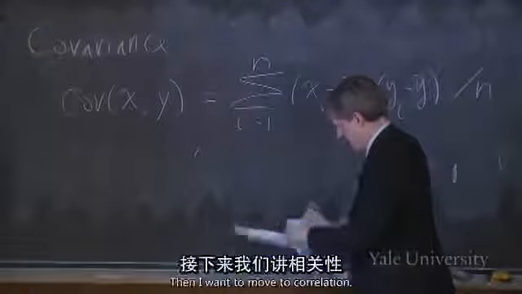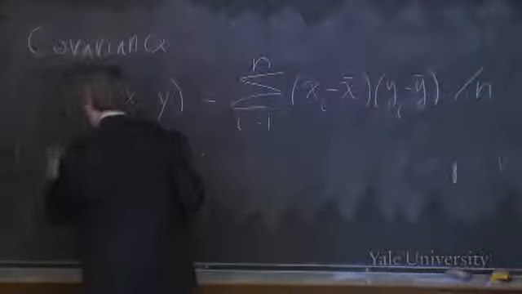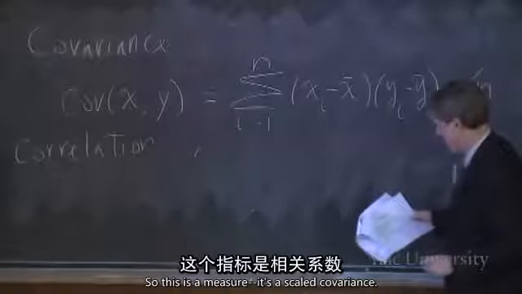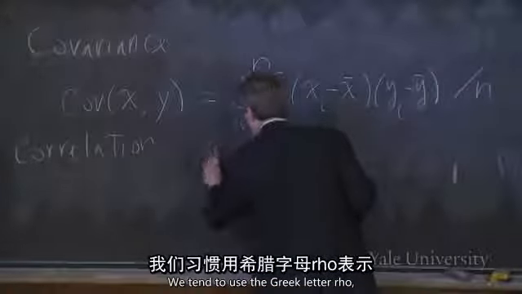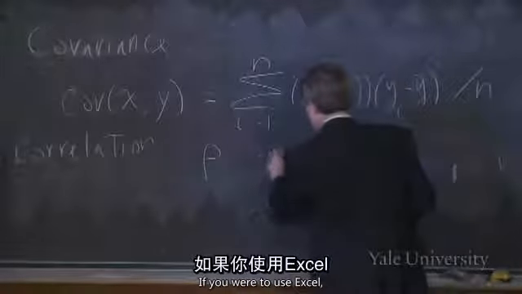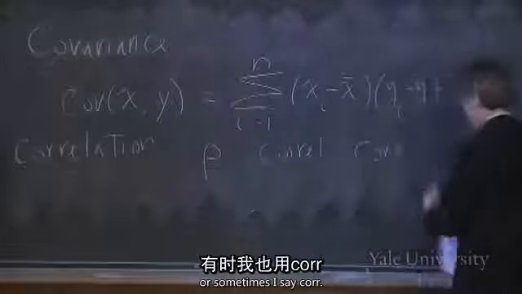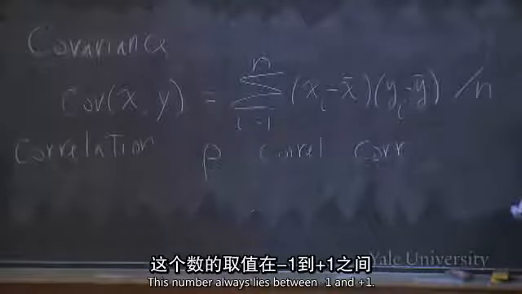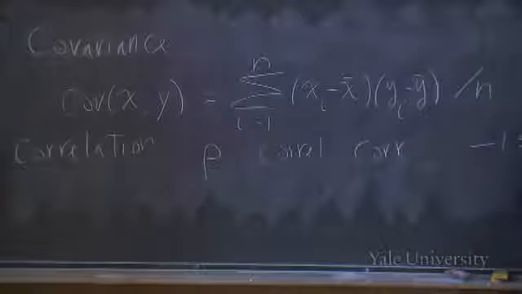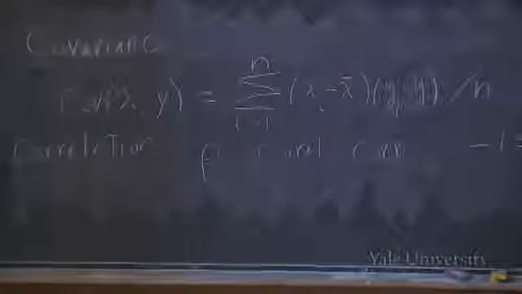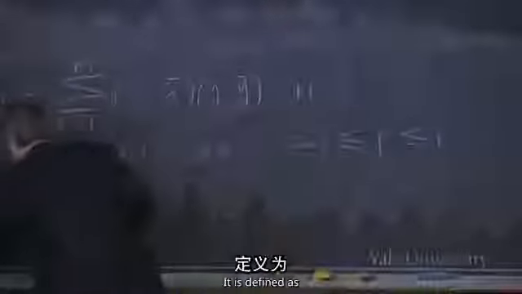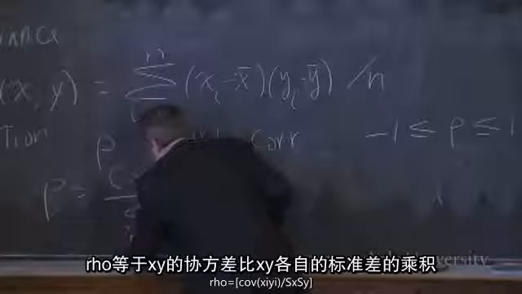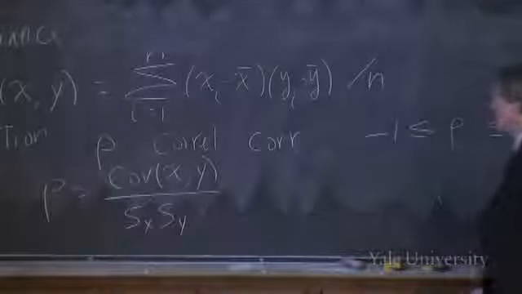Okay. And then I want to move to correlation. So this is a measure. It's a scaled covariance. The correlation, now we tend to use the Greek letter rho, or if you were to use Excel, it would be correl, or sometimes I say cor. That's the correlation, okay? This number always lies between -1 and +1. And what it is defined as, rho is equal to the covariance of x and y divided by the standard deviation of x times the standard deviation of y. Okay?